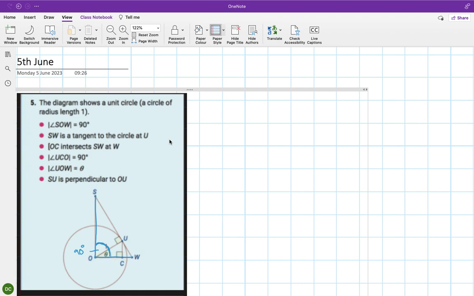UCO is 90, so that is in the picture because there's a square there. UOW is also there. UOW is this one here, and they're saying that that's theta, which it is. And then SU is perpendicular to OU. So SU is there, OU is there, and they're saying they're perpendicular, which you can see by the 90.